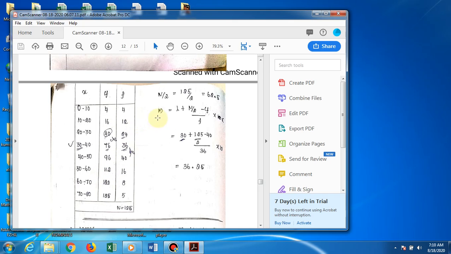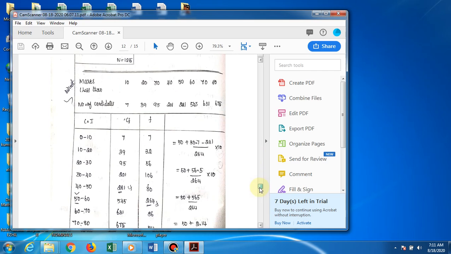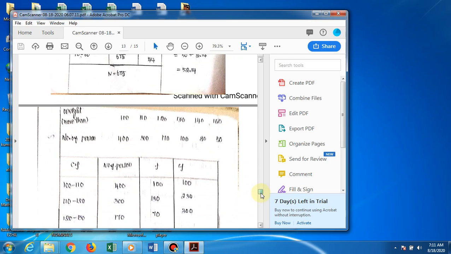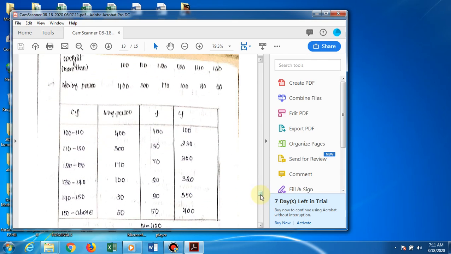You apply the formula as usual. M is equal to L plus n by 2 minus Cf by f into C, or i also can be said. That's all. You apply the formula and you will get the answer. The more than problem is the same as how you do it for median, nothing different. You check once, you will understand. If you have any doubt, you can ask.